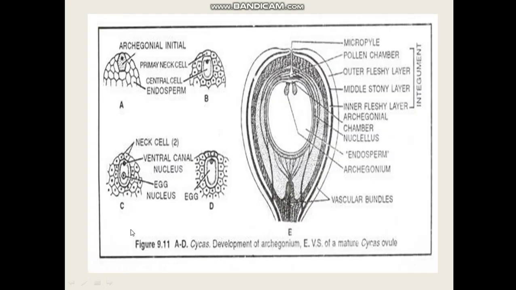The archegonium and archegonium initial. The archegonium develops from a single superficial cell, that is the archegonial initial, and it develops near the micropylar end. This is the endosperm, and endosperm is haploid in gymnosperms. This archegonial initial will divide into two: one is the primary neck cell and the other one is the central cell.